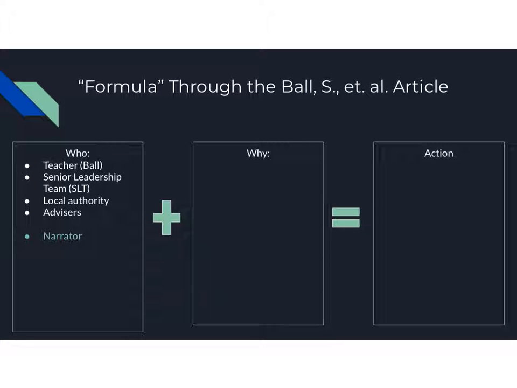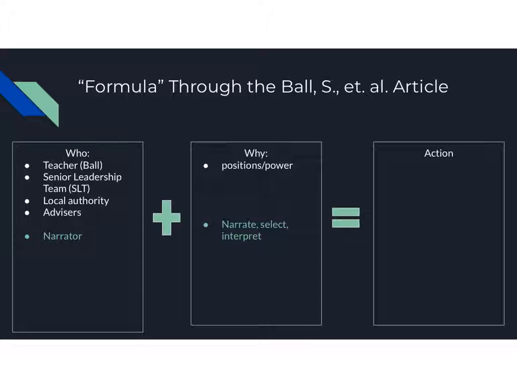So one of the actors that Ball talks about is the narrator. That is one of the people that he describes. So the why: what is the reason that the narrator is going to engage in policy? It's because they want to narrate, they want to select, they want to interpret that policy. So their action is that they are the person that's going to be holding things together. They're going to be moving things on. That's their role, and that's how they choose to engage in that policy.